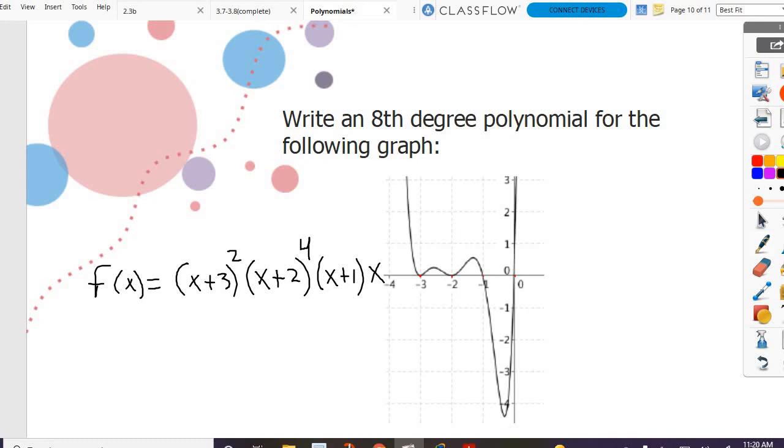You all with me? The practice that you're going to be doing on Friday is going to be asking you to write out functions based upon the graphs, and I want you to leave it in factored form. I don't want you spending 30 minutes trying to multiply all that out. Does that make sense? All right.